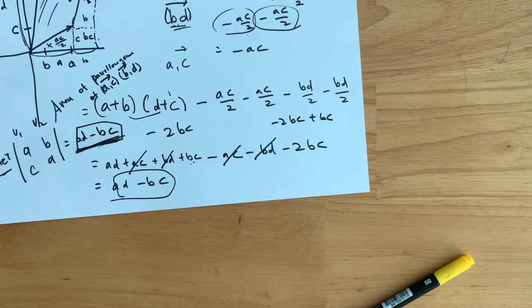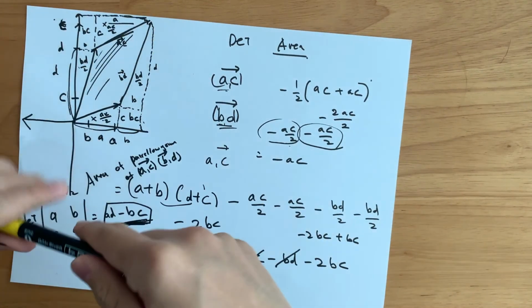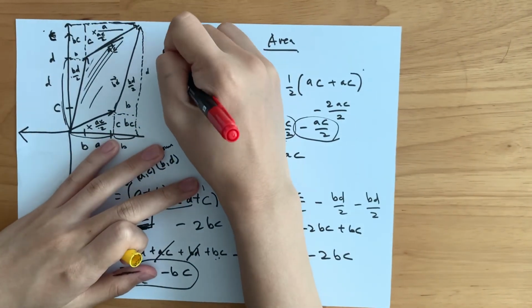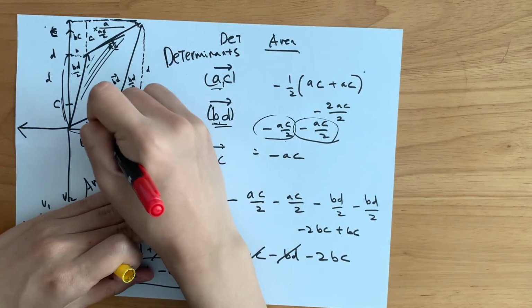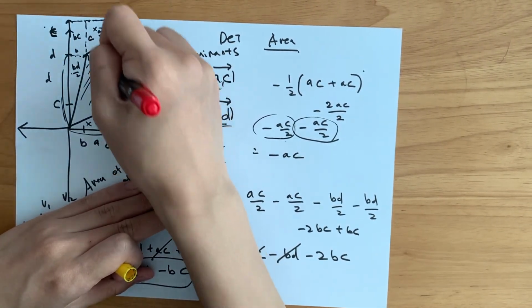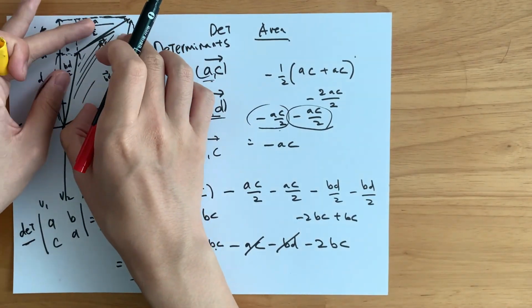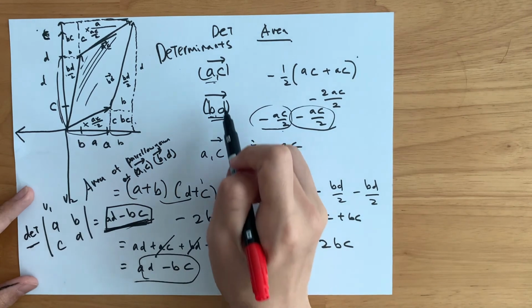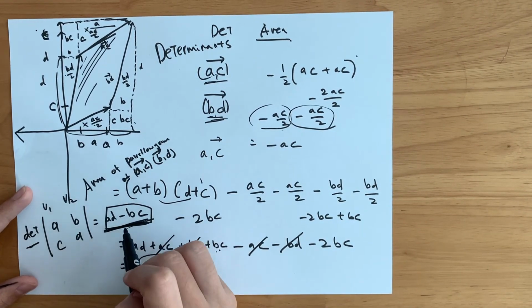Okay, this one was a hard topic, but this was a proof. I wanted you to understand what the determinant means. And I proved it here. So make sure you understand that the area of this parallelogram of AC and BD is AD minus BC.